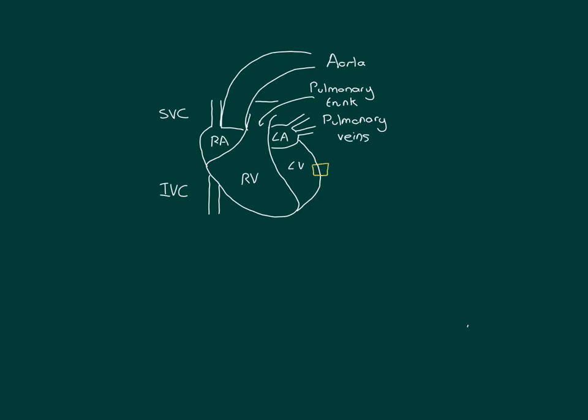So just to make this absolutely clear, you can imagine that we are taking a little bit of the left ventricular wall here. I've drawn a little box around there. We're cutting a little bit out, and we're now having a look at it under the microscope, and we're having a look at the different layers.